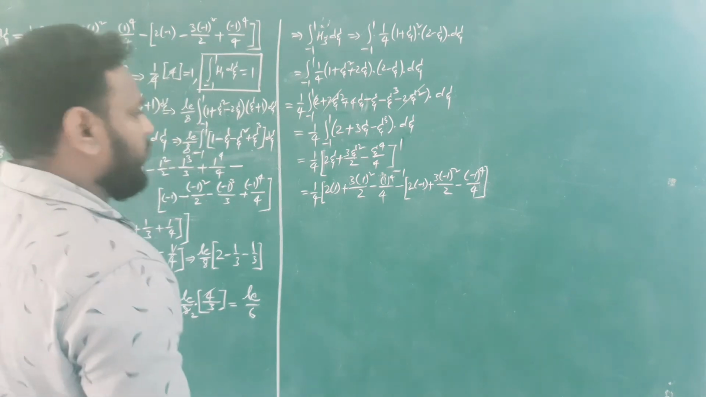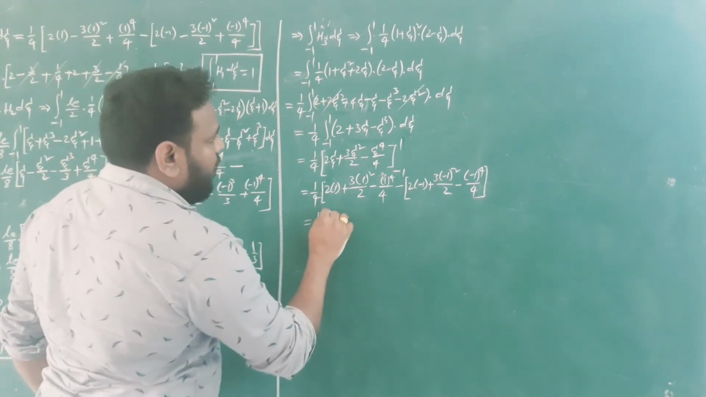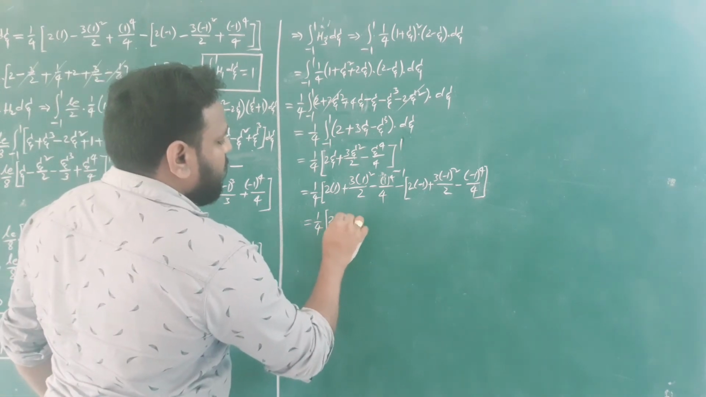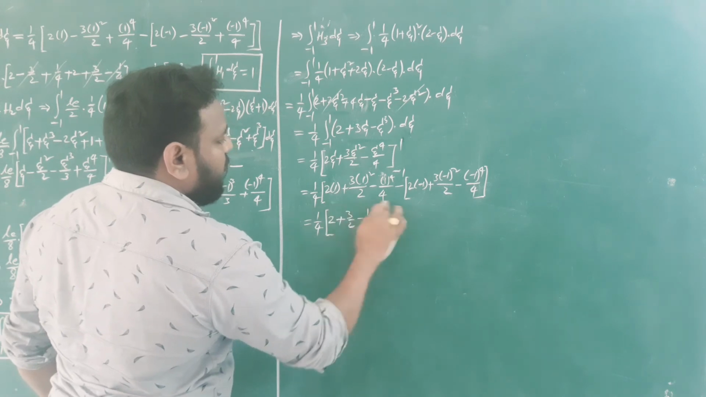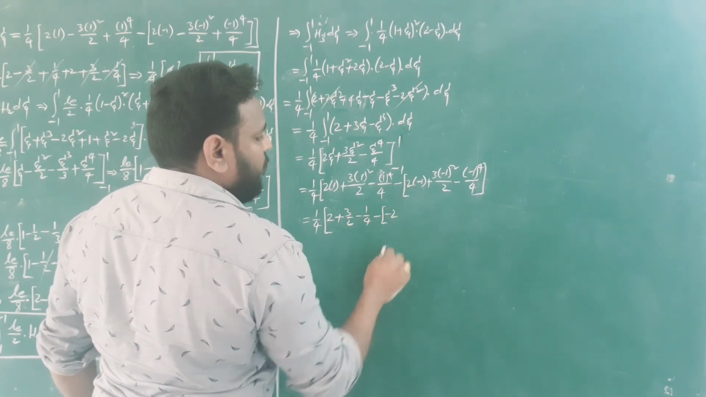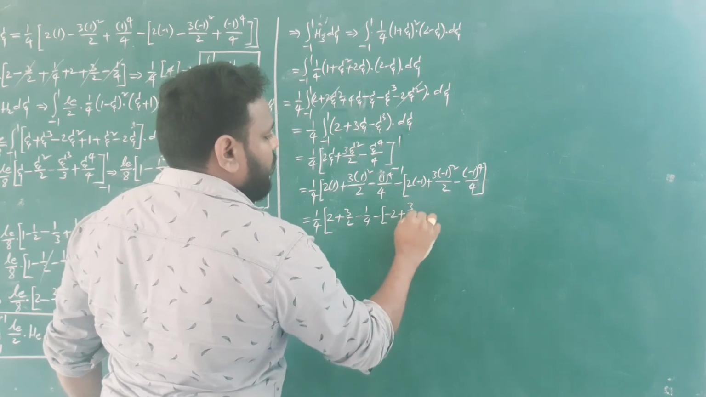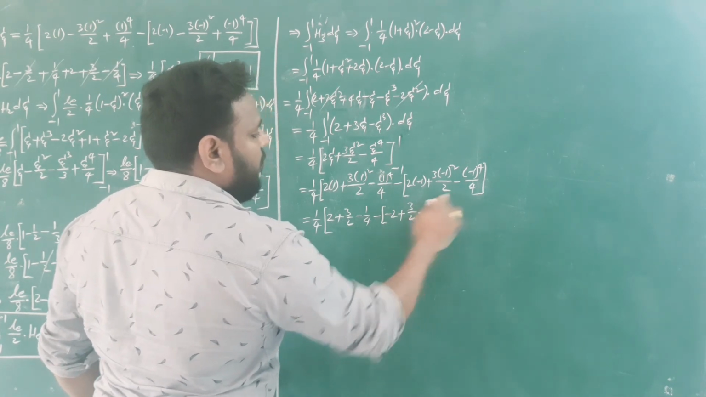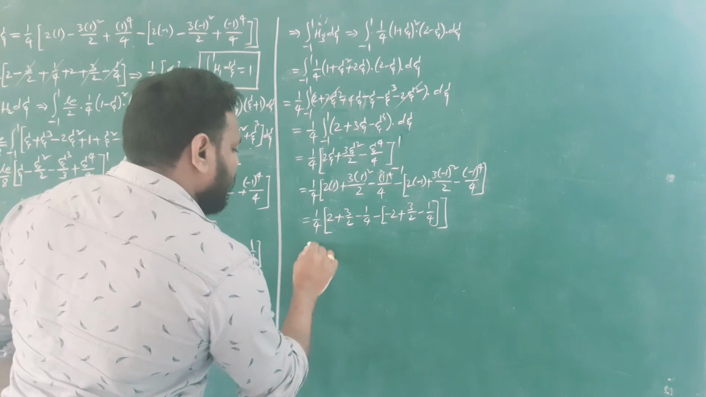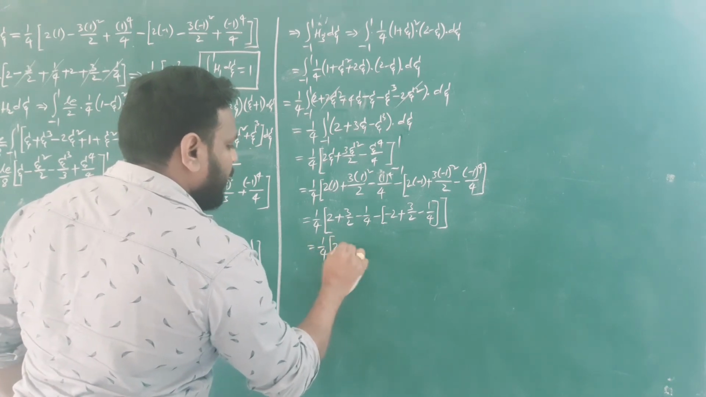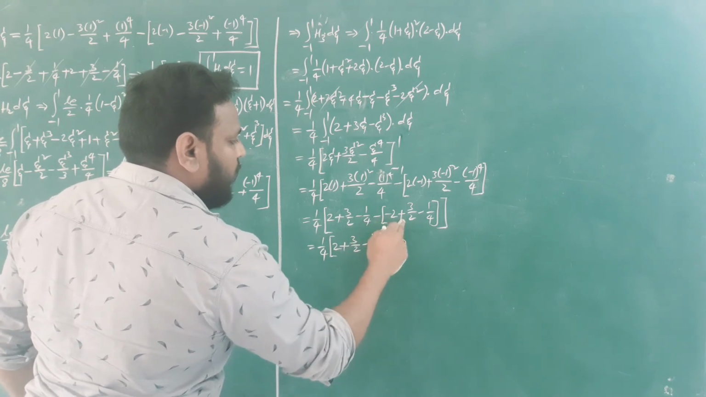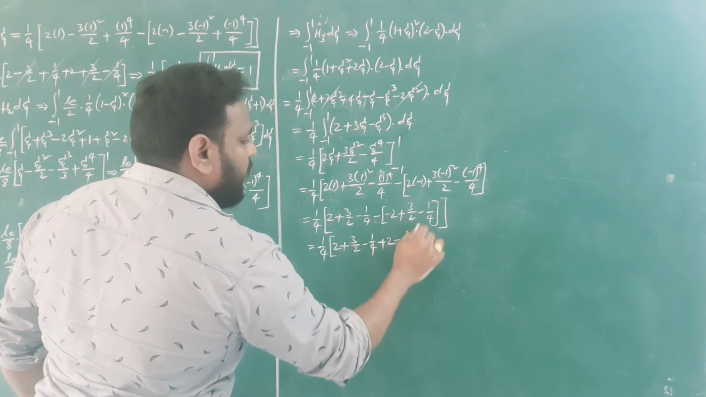So finally we got this. Now 1 by 4 into, 2 plus 3 by 2 minus 1 by 4, minus, minus 2 plus 3 by 2 minus 1 by 4. So this entire expression becomes like this. Now multiply the entire relation with the minus sign, then we get 1 by 4 into 2 plus 3 by 2 minus 1 by 4, plus 2, minus 3 by 2, plus 1 by 4.